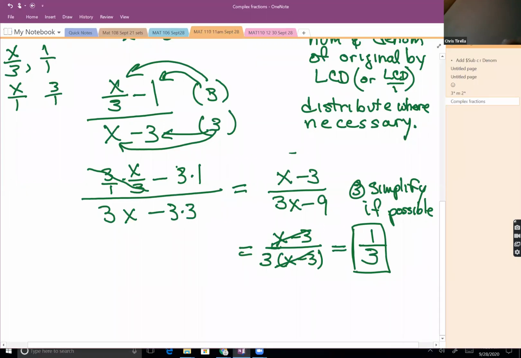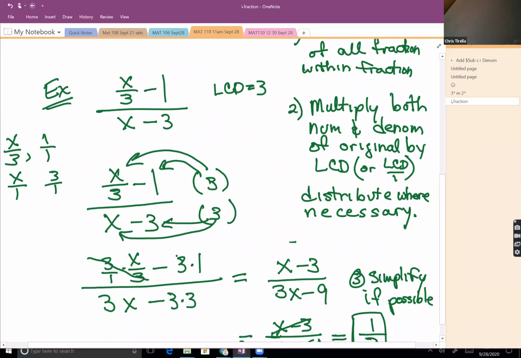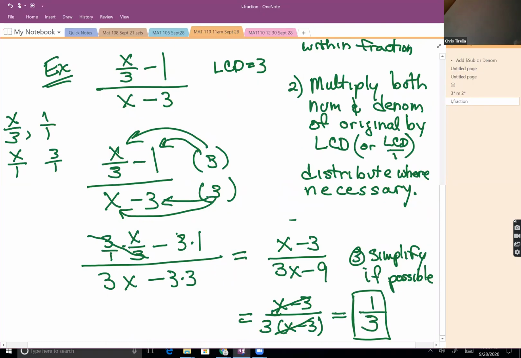Does 1/3 look nicer than that fraction we started with? Yes, I'm thinking so. Let's try another example. Is everybody ready to try another example?